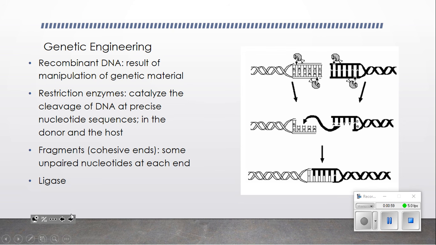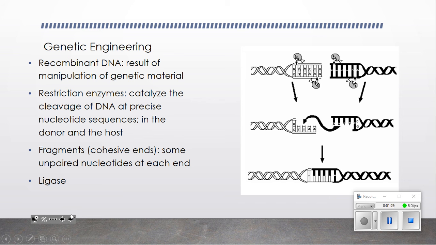Now, essentially, here's what genetic engineering is. It's where we make recombinant DNA. Recombinant DNA is the result of the manipulation of genetic material. In most cases, we're going to take DNA from some organism and put it in some other organism's DNA. That's the end result. And so what I am going to show you is at the very base kind of how this process would work.